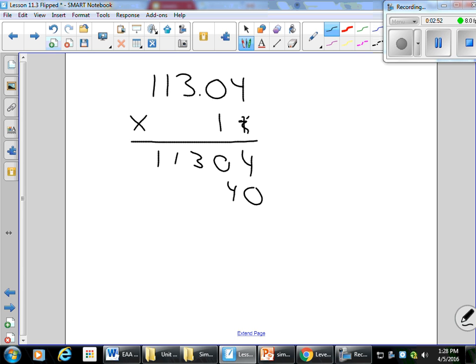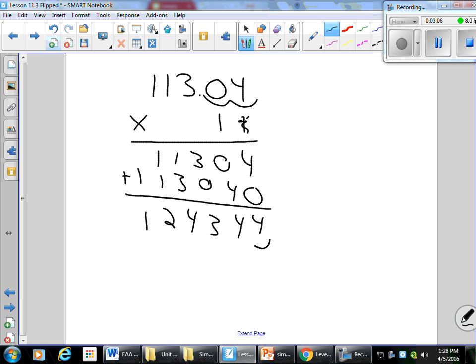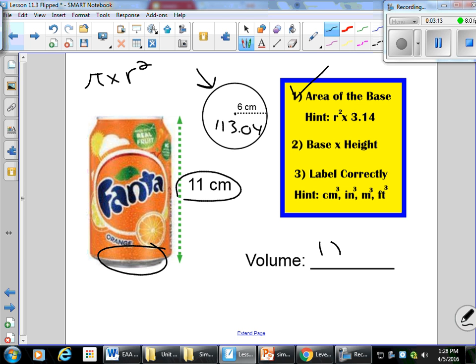1 times 4 is 4. 1 times 0 is 0. 1 times 3 is 3. 1 times 1 is 1. 1. Add these up. 4, 4, 3, 4, 2, 1. 2 numbers after the decimal. Move that. 1,243.44. Label this correctly. I'm in centimeters. Centimeters cubed. That is how you find the volume of a cylinder.